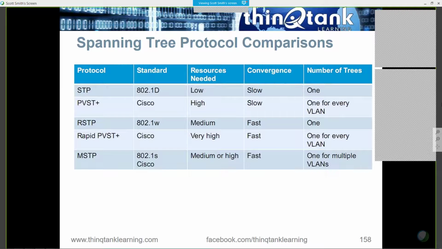What is the goal of spanning tree? You turn on your network. What is spanning tree trying to accomplish?